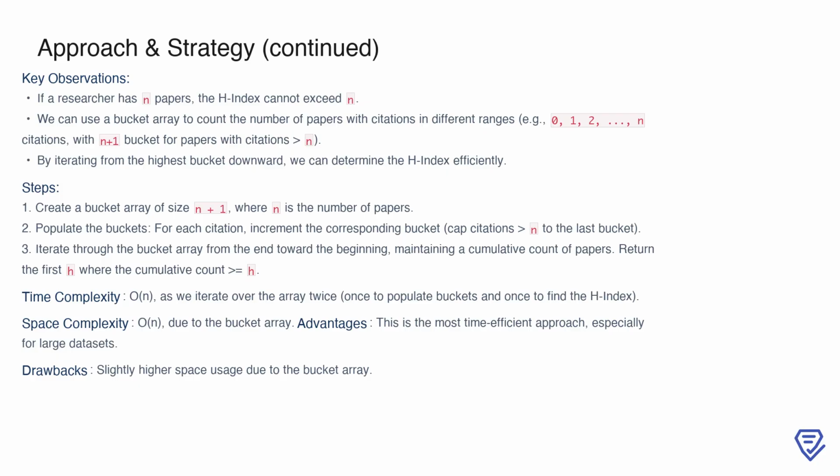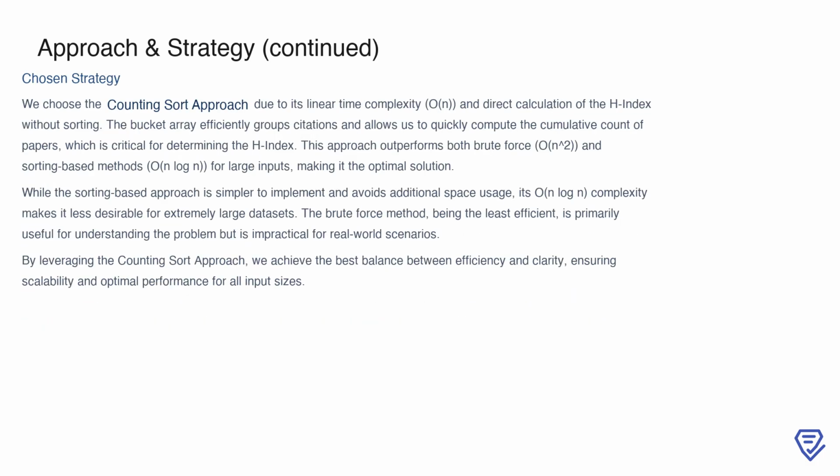This approach is very efficient, with a time complexity of O(n), since we only iterate over the data twice, once for populating the buckets and once for calculating the h-index. Although it does require additional space for the bucket array, the trade-off is worthwhile for its speed, especially when dealing with large datasets. Given the trade-offs, the counting sort approach emerges as the ideal strategy.